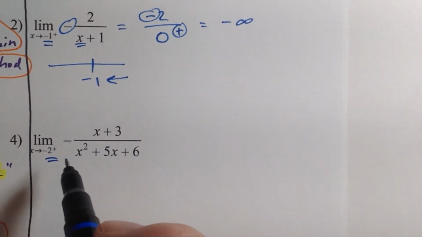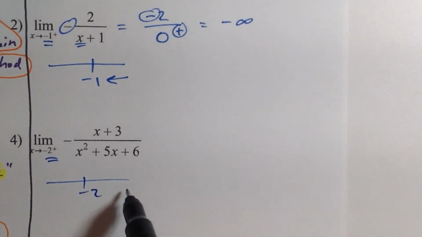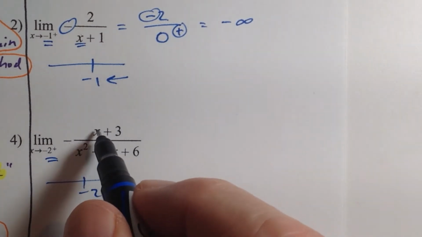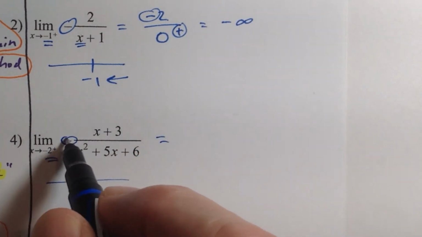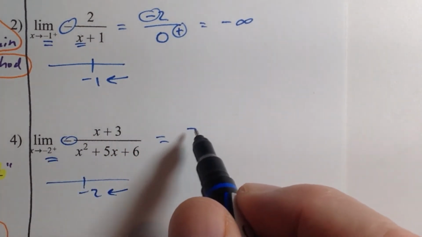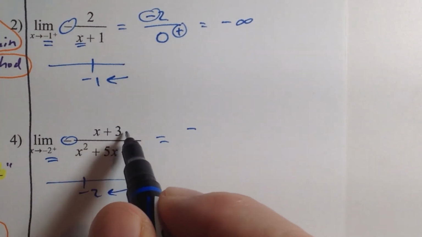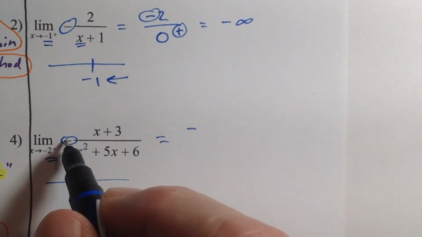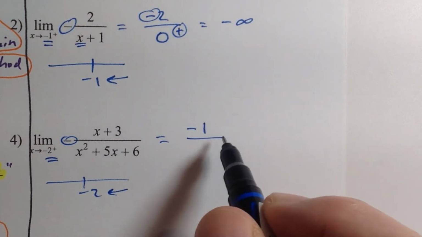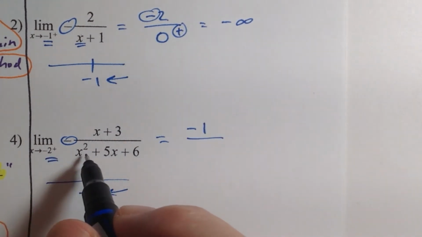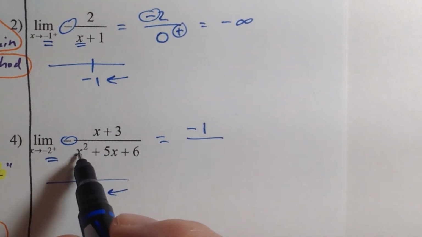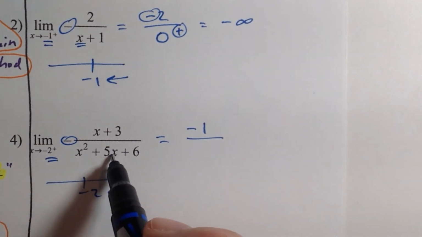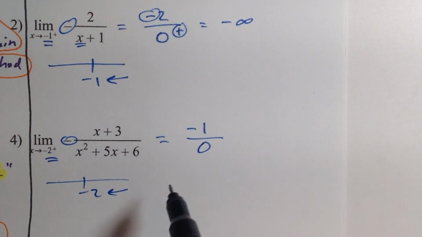We're approaching -2 from the right. So when we replace x with -2, again we have a minus sign here, so -2 plus 3 is 1. Putting the minus sign up in the numerator, we get -1. And then -2, let's do this in our heads here, we get 4. -2 squared is 4. Minus 10 is -6 plus 6 is 0.